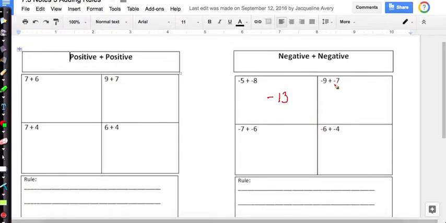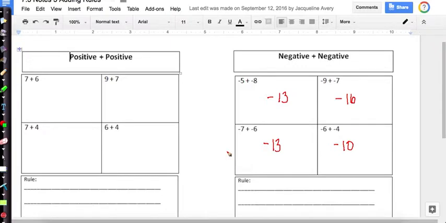And since when you add two negatives, they're always going to be on the same side, we can just count them up. So negative 9 plus negative 7 is negative 16. Negative 7 plus negative 6 is negative 13. And negative 6 plus negative 4 is negative 10.